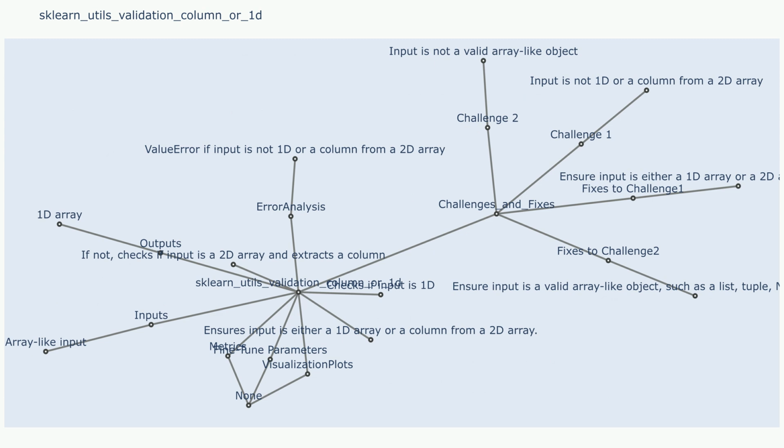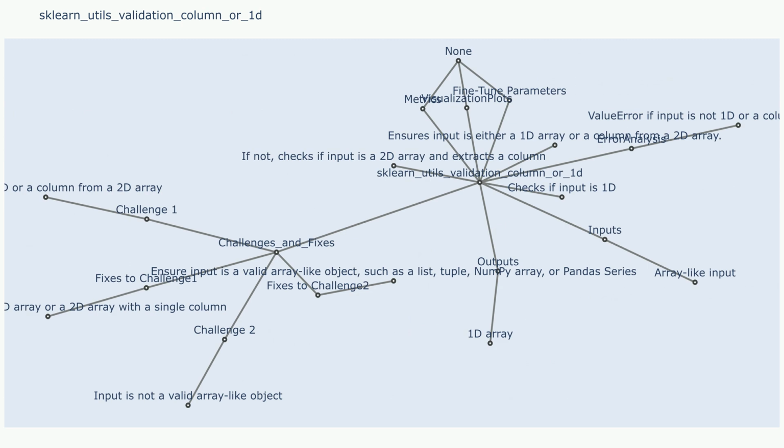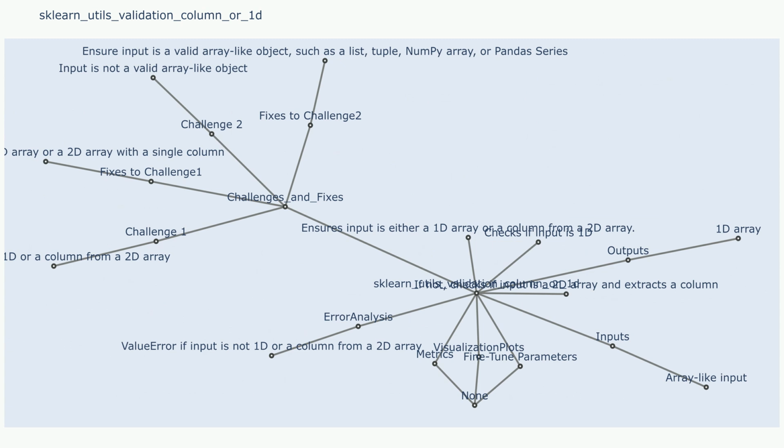Challenges and fixes. Challenge 1: incorrect input shape. Sample use case that resulted in challenge 1: providing an input X that has more than one column, when it should be one-dimensional or a single column. Fixes to challenge 1: ensure that the input data is either a one-dimensional array or a two-dimensional array with a single column. You can use NumPy's reshape function to adjust the shape if necessary.